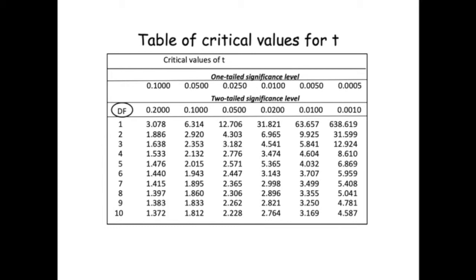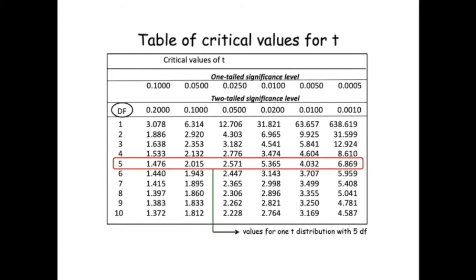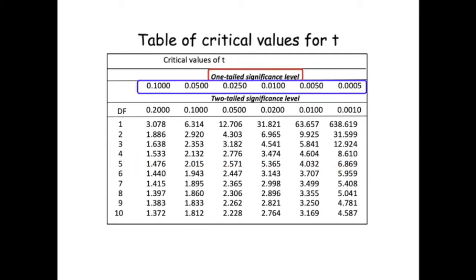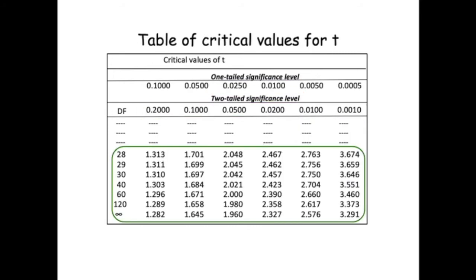Degrees of freedom are listed in the first column, and each row contains values for one specific t distribution. This row gives values for a t distribution with 5 degrees of freedom. At the top are two sets of significance levels, one for one-tailed tests and one for two-tailed tests. After 30, the degrees of freedom skip to 40, then 60, 120, and infinity. At infinity, t is equal to z.